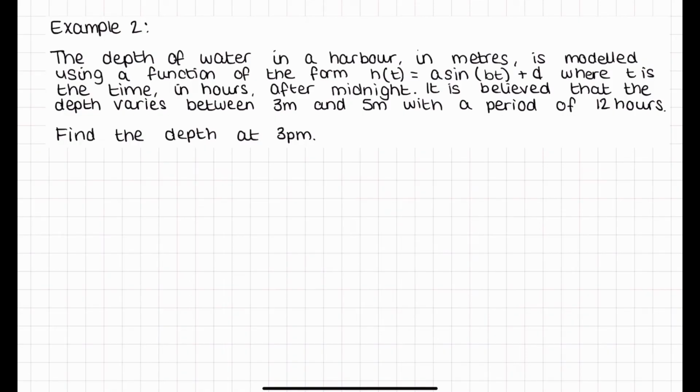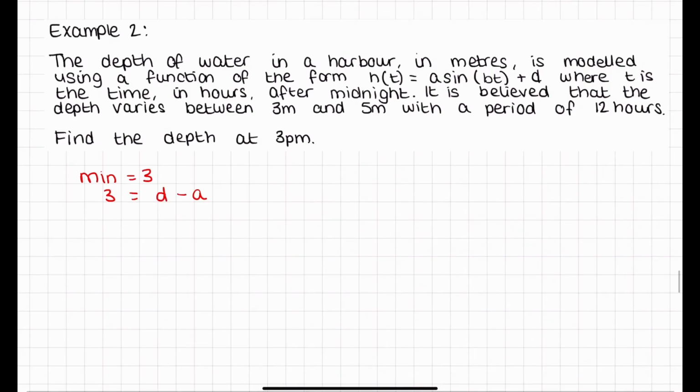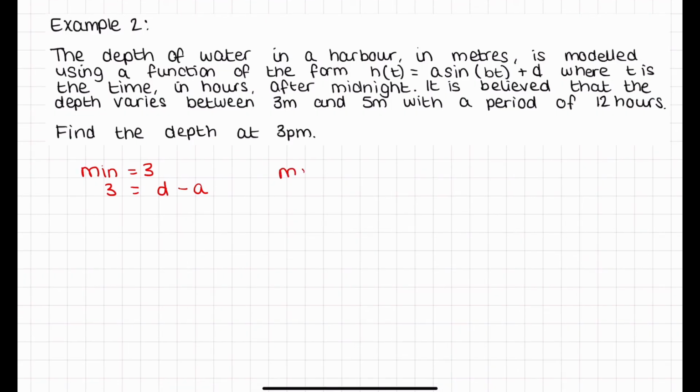So with the information we've been given, we know that the depth varies between 3 meters and 5 meters. So that means our minimum is at 3 meters. So 3 would equal d minus a. Okay, because d is the middle of the graph, and then we minus a to find the minimum. We also know our maximum is at 5 meters. So 5 equals d plus a. Nice and simple here. Look, we've got two variables, two equations, solve them simultaneously, and then you'll find that a equals 1 and d equals 4.